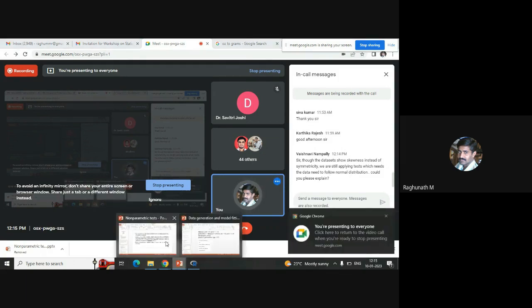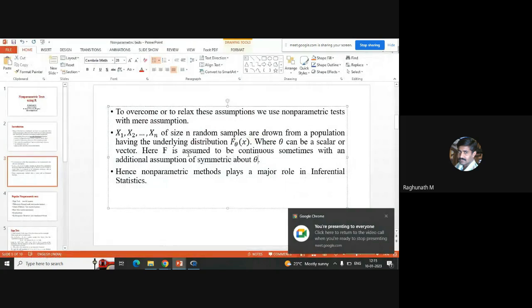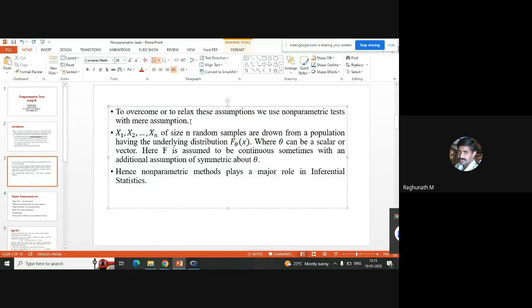I'm going to talk about why we need that symmetry. In the case of parametric, we assume a lot of things. This x1, x2, ... is a random sample, meaning IID. Always we are going to talk IID. Then we take this theta to be sufficient, minimal sufficient, and everything. But when you come to the non-parametric sense, we don't assume this f to be any underlying distribution. Instead, we assume a very mere assumption: continuous and symmetric. Symmetric about which point? Symmetric about theta.